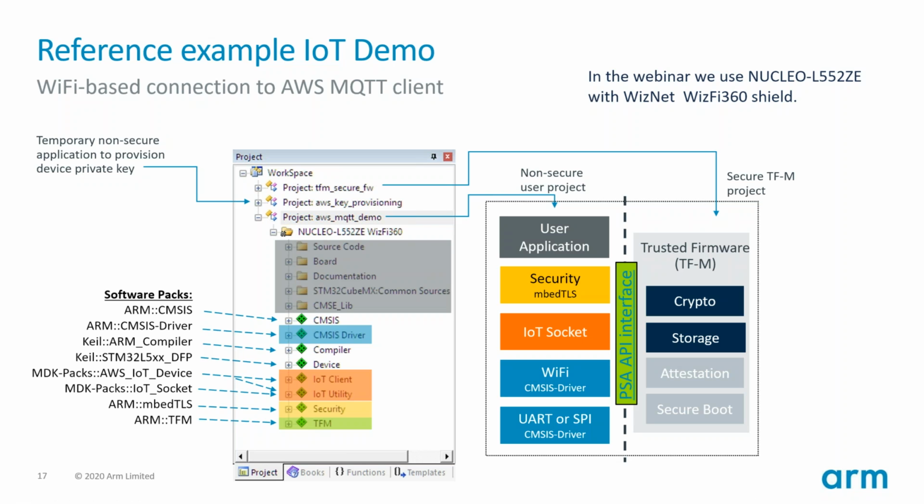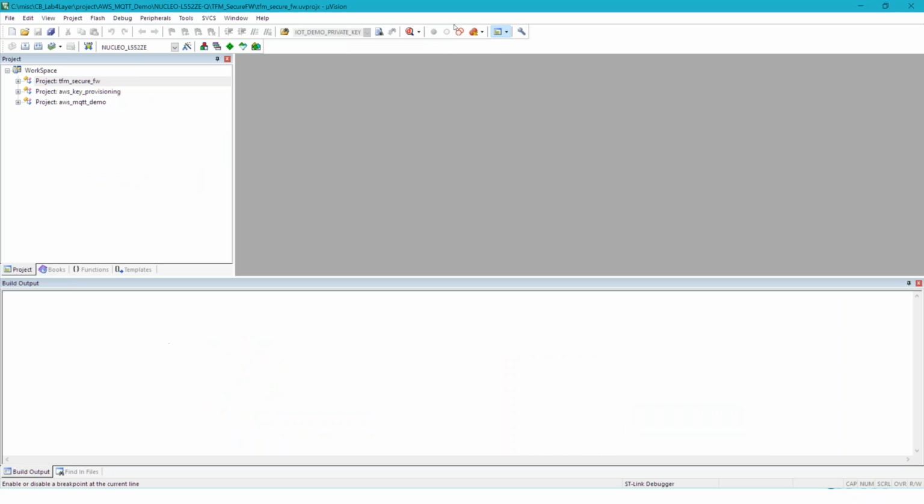So let me just switch to the project. It is currently available in the GitHub, but we will finalize it a bit more and publish it as a reference spec example as well. But before this is done, I'm just using the example directly from the GitHub.